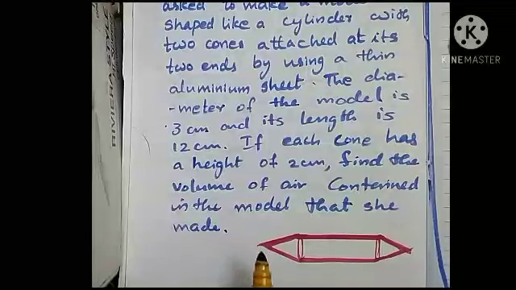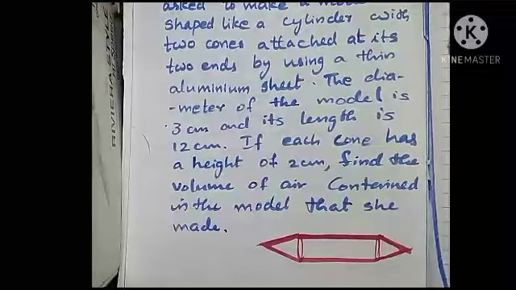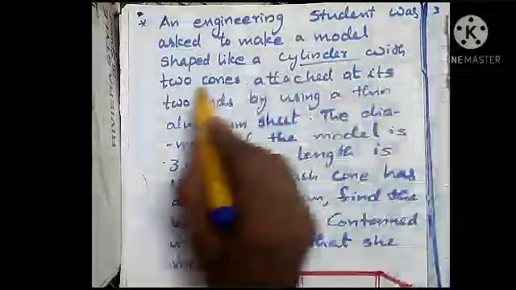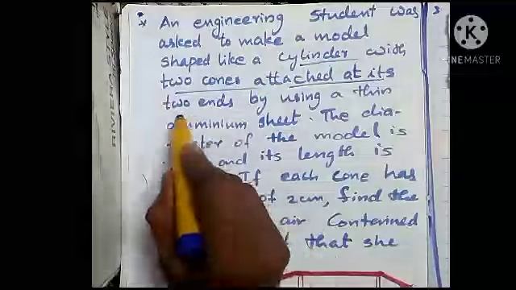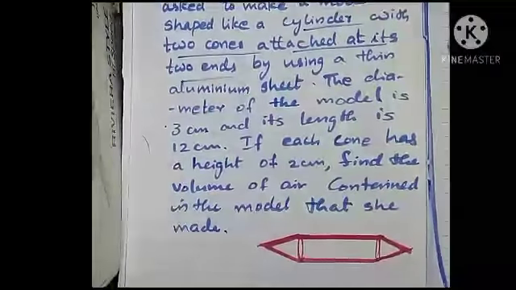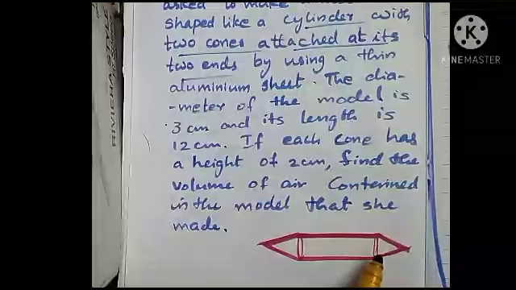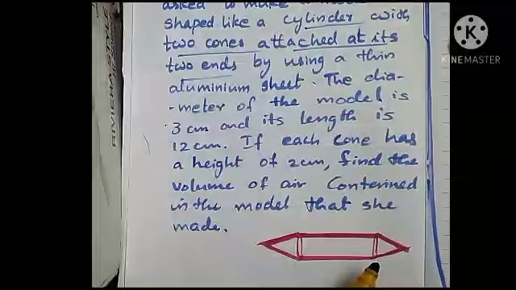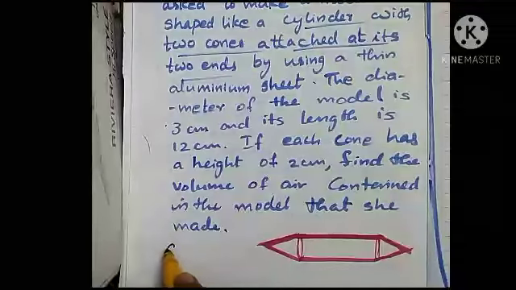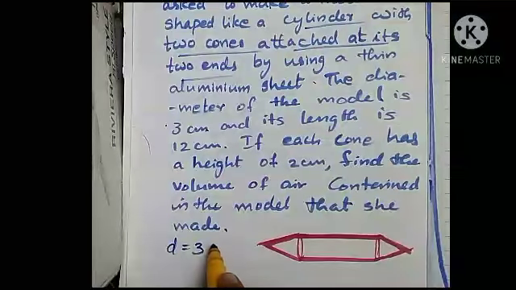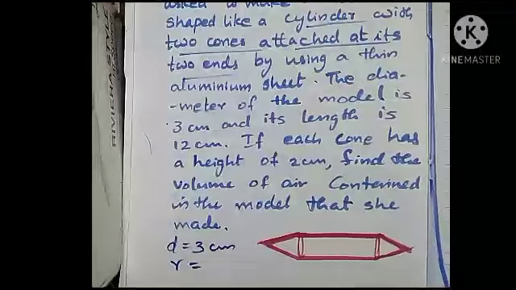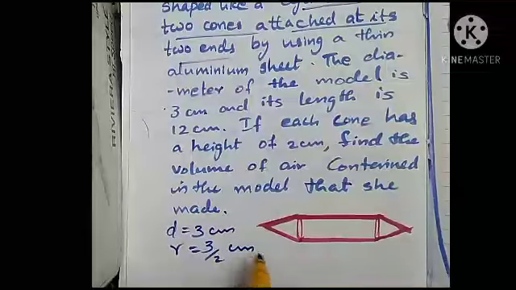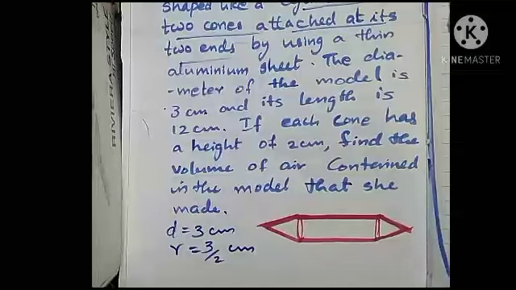made. So given that a model, what is its shape? Shaped like a cylinder with two cones attached at its two ends. So the shape is a cylinder with two cones attached on two ends. Now diameter of the model is given. So diameter equal to 3 centimeters. Therefore radius equal to what? 3 by 2 centimeters, or 1.5 centimeters.